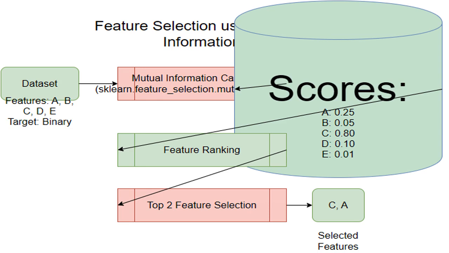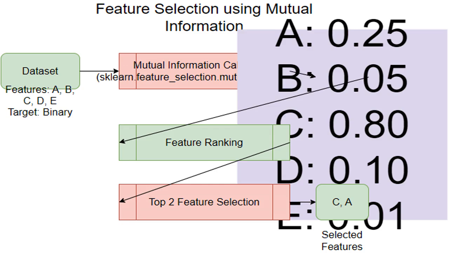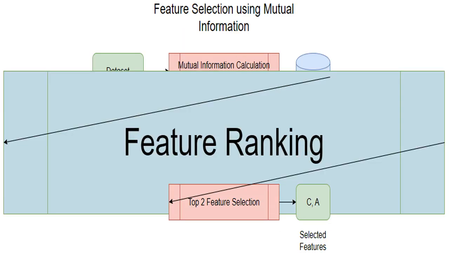Here's the result of that calculation. Feature C has the highest score 0.80, indicating it's very informative. Feature E has the lowest score 0.01, meaning it's least helpful. I'll order the features from most to least informative based on the mutual information scores I got. This helps me select the most important ones.